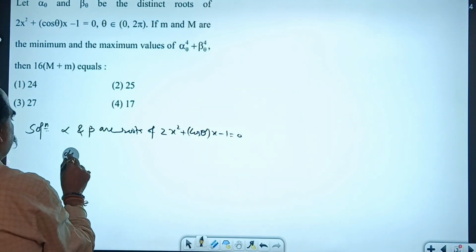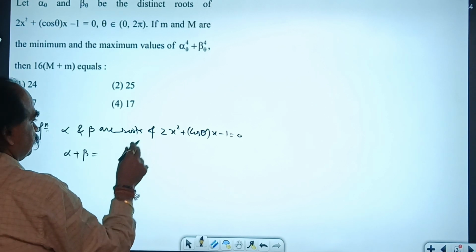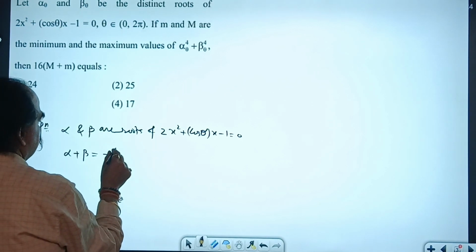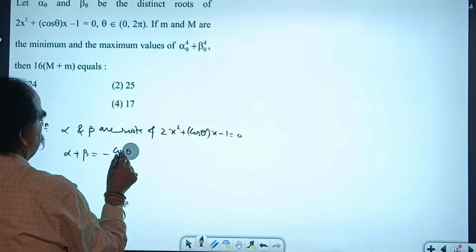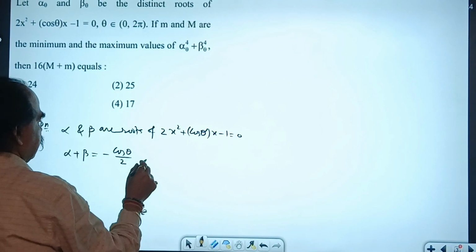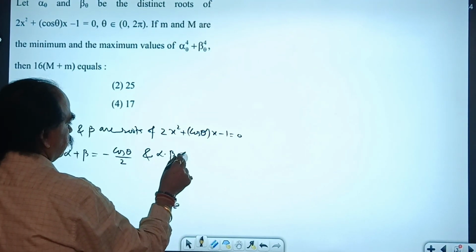So sum of roots is what? Alpha plus beta is what? Minus b by a. And product of roots is what? c by a.